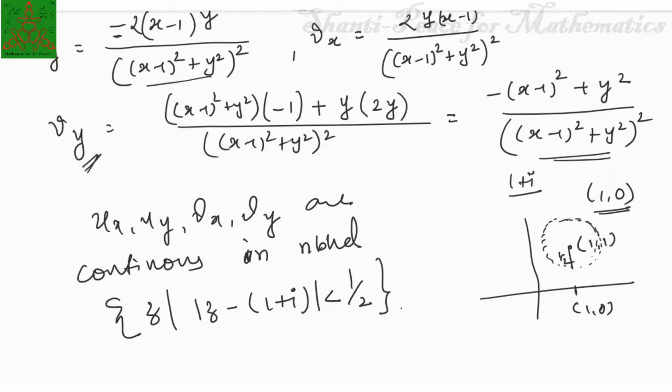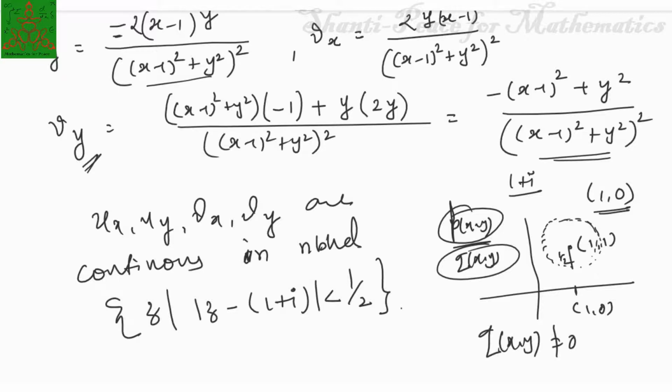So in this neighborhood it is continuous, because all of them are of the form p of xy upon q of xy, and both of them are polynomials. P of xy is a polynomial, q of xy is a polynomial. So this function is continuous except where q of xy is zero. So hence we can say that on this neighborhood it is continuous. You may take 1 also, but not bigger than 1. Instead of 1 by 2 you may take 1, but not bigger than 1, because otherwise this 1, 0 point is inside the neighborhood.